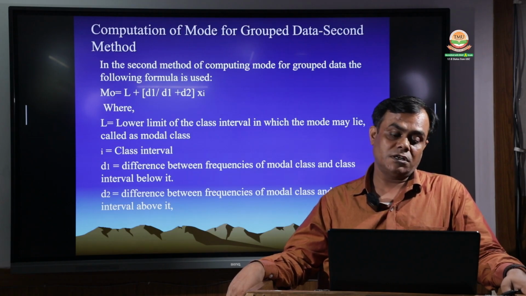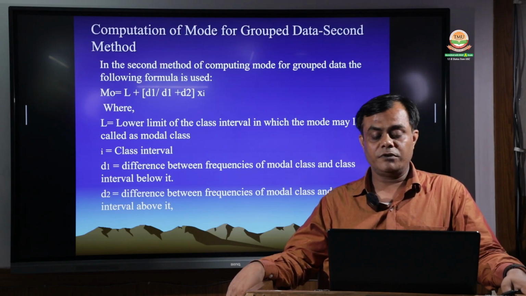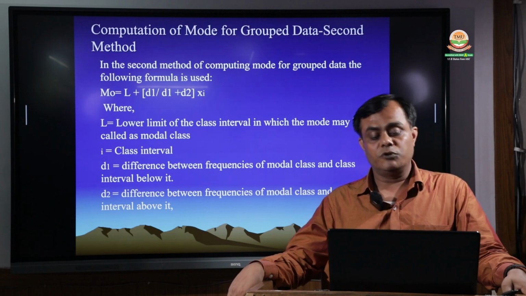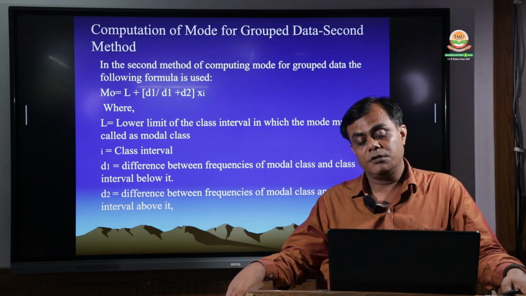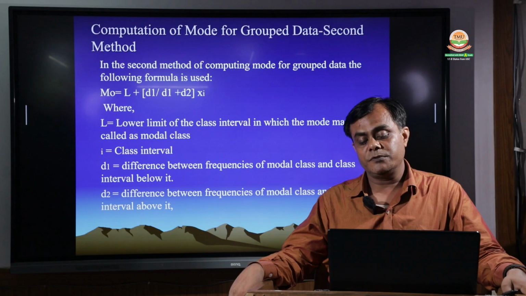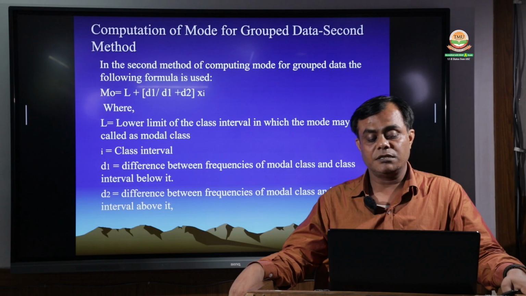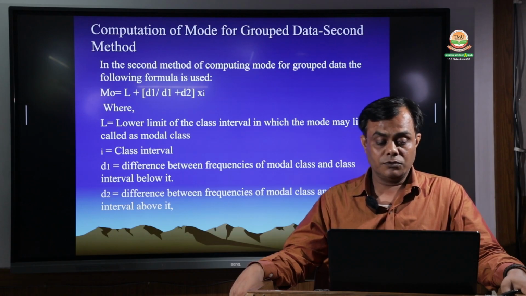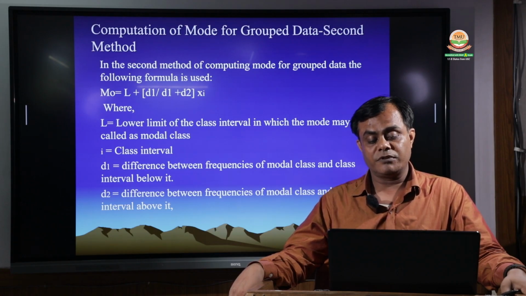i is known as the size of the class interval. D1 is the difference between the frequency of the modal class and the class interval before it, and D2 is the difference between the frequency of the modal class and the class interval after it. So there are two types of class intervals.